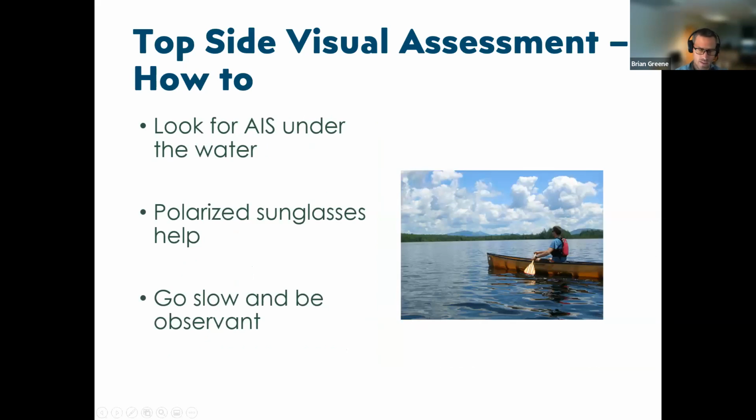So the vast majority of you are going to be doing what we call a topside visual assessment. So you are looking for these aquatic invasive species underneath the water. Like I said, having polarized glasses on really helps. And you're just kind of going slow and being observant. If you're in a motorboat and you're just boating around at 10 miles an hour, you're not really going to be able to see very much. You're just kind of going slow, looking, observing our beautiful lakes, all these beautiful plants and animals that you get to see. It's usually a pretty fun experience when you get to go out and do this.